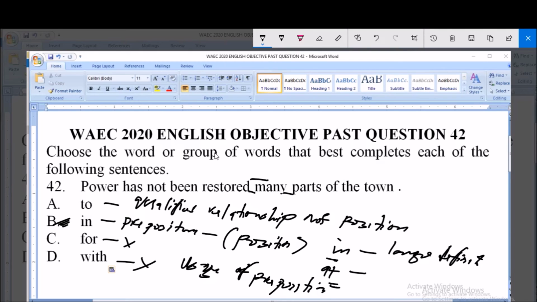So that's why in this particular expression we're talking about many parts of the town, and that's why the person who set this question deliberately ignored the preposition "at", so that it will not create confusion in the mind of the candidate writing this exam. They really neglected "at" as an option. So that's why "in" features for this.